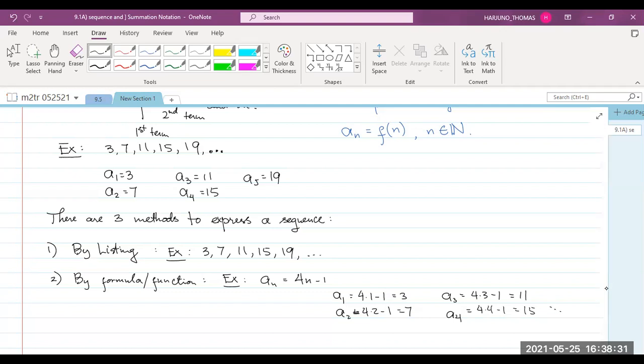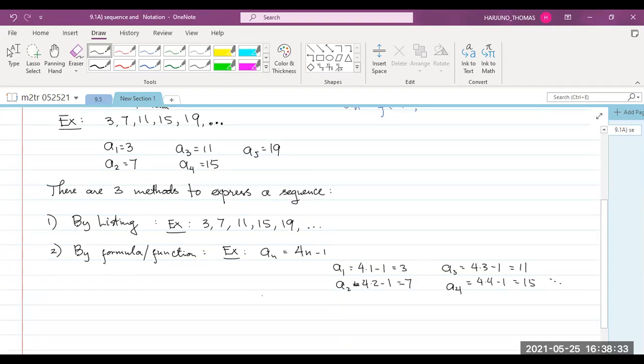Now, this functional notation may also be written as, they may also write it in braces, braces 4n minus 1. Okay, we call that formula, but in set notation.